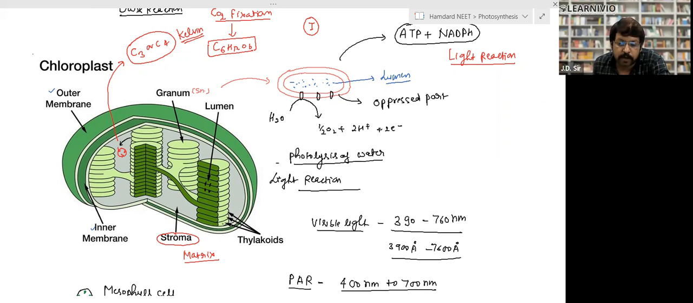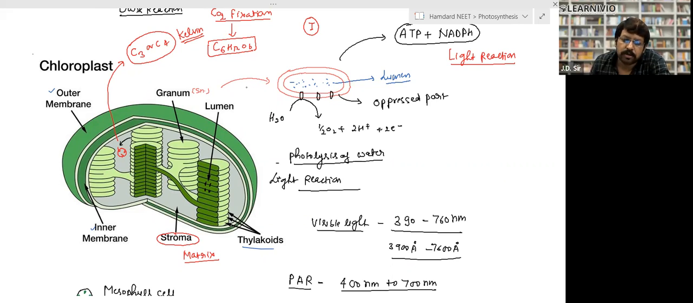So these individual coin-like structures are called thylakoids, right? The number of thylakoids, 2 to 200, pile up or get arranged in the form of a bundle, and we call it granum, right? This is the site of photosynthesis, where the light reaction takes place.